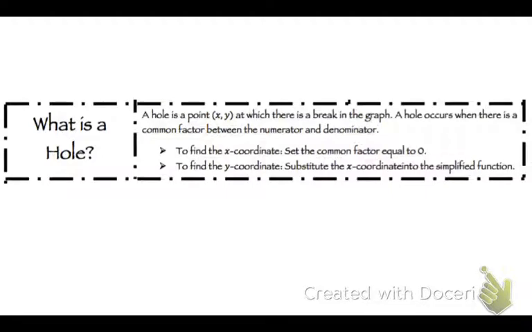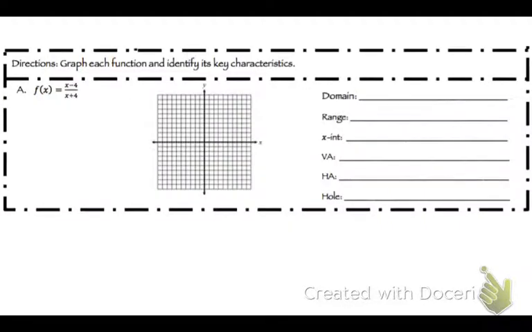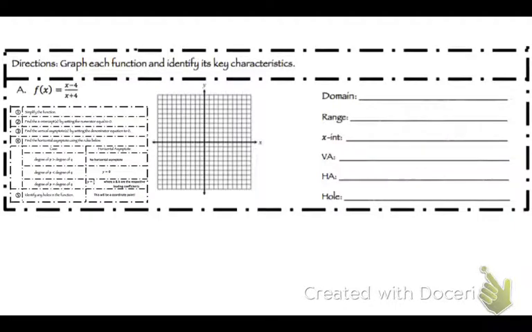Let's just get going on this. So we have f of x equals x minus 4 over x plus 4. The first thing we're going to do is simplify the function. Well, that's already simplified, so we're done with that. Okay, we're going to find the x-intercepts by setting the numerator equal to 0. So I'm going to have x minus 4 equals 0, which means x equals 4. So my x-intercept is 4, 0. And I'm just going to write that right there, and I'm going to graph that x-intercept. Okay.